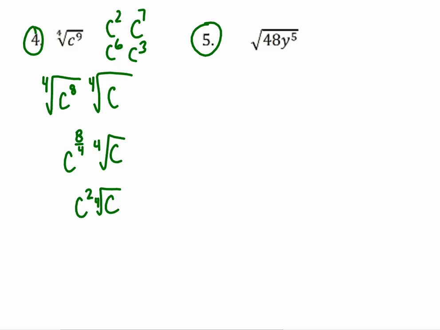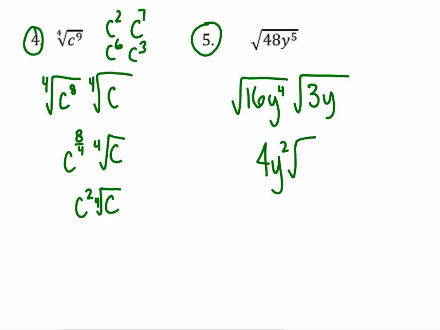See those sneaky little indexes, especially when it's not a square root, right? So easy to forget them, just because they're so little. What's the largest perfect square that goes into 48? 16 times 3. Okay. How are we going to break up y to the 5th? y to the 4 is the largest, and then y, so that y to the 4 is a perfect square. And you should have 4y squared root 3y.